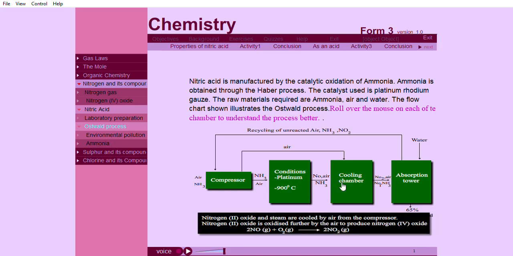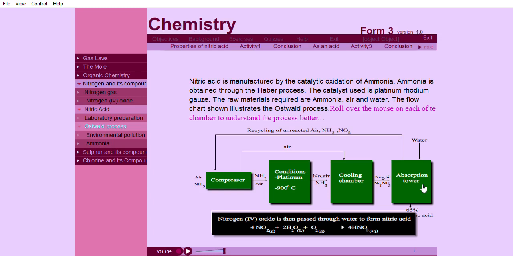Step 3. Nitrogen 2 oxide and steam are cooled by air from the compressor. Nitrogen 2 oxide is oxidized further by the air to produce nitrogen 4 oxide. Step 4. Nitrogen 4 oxide is then passed through water to form nitric acid.